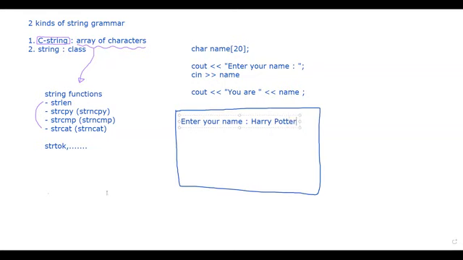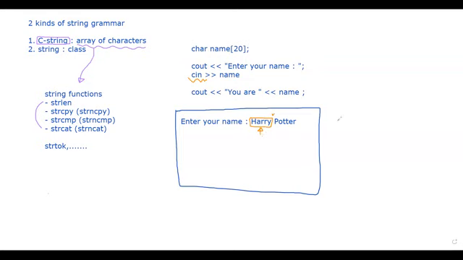Then cin will take only one word. So the computer will take only one word, the first word. So if we use cin to read the string, and if the string has a space like this, there is a space between Harry and Potter, in this case, only the first word will be saved.